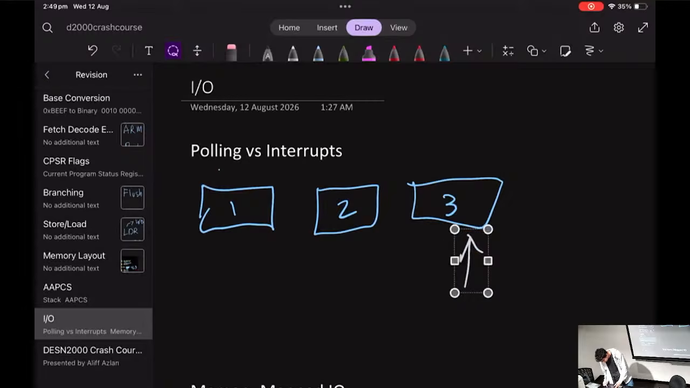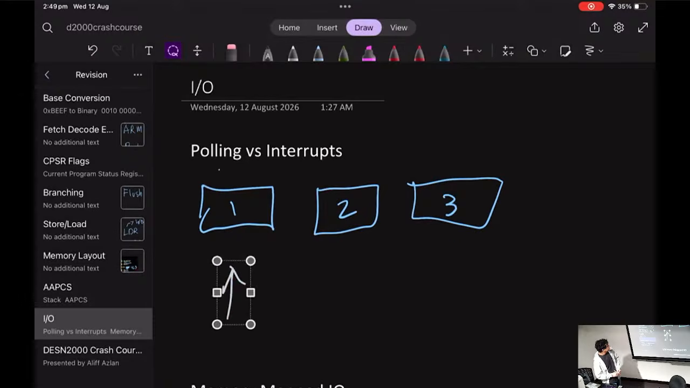And then we can go to task 3, check if it's done or not. So we just go between each task to see if it's done or not. I think looking at each task takes a certain amount of clock cycles. So there are disadvantages to this.